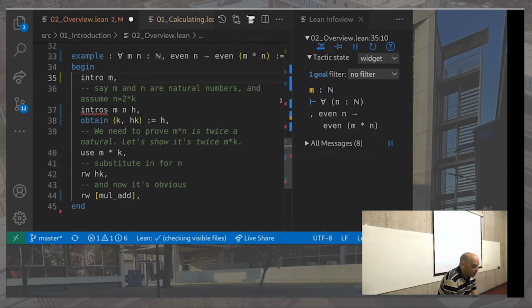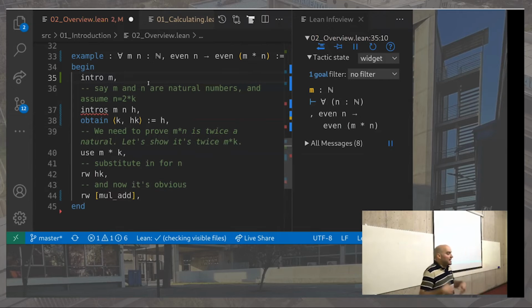So you see that now Lean's brain changed. Now it says you have a natural number m, and you have to prove that for all natural numbers n, if n is even, then m times n is even. And there is no reason to call it m. I can call it, I don't know, t if I want. But let's just be consistent and keep on using the same letters.